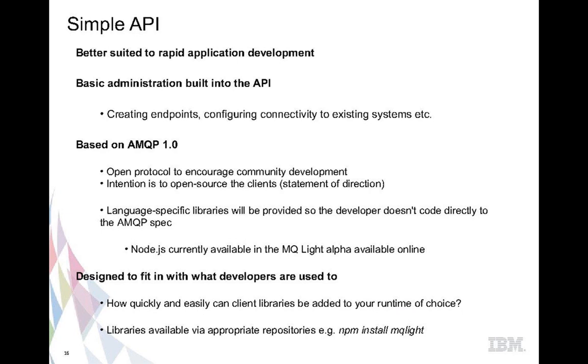And most importantly, this is designed to fit in with what developers are used to. So you quickly and easily get client libraries added onto the runtime of your choice, and the client libraries are available via the appropriate repositories. For Node.js, you can use npm install MQLite, which downloads and gets the MQLite client for Node.js.